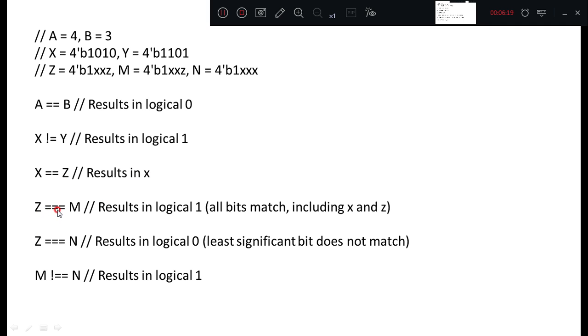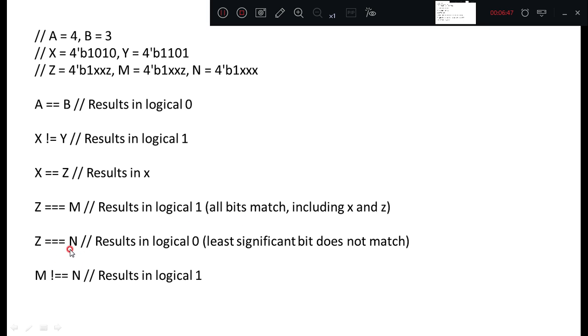Z equal to M, now with triple equal, case equality, you are checking. X and Z can be part of the value. Now you compare each and every bit location value. So Z contains 1xxz and M contains 1xxz. So the result will be logical 1. All bits match including X and Z, so the result will be logical 1.